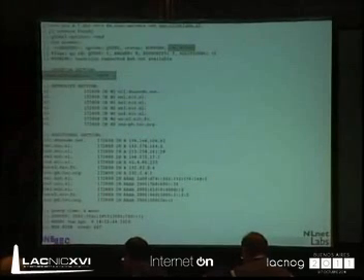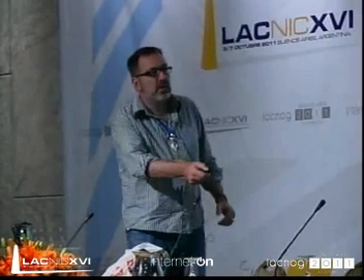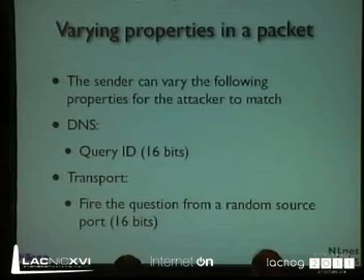Another thing that needs to match is, of course, the question. So an answer will always contain a copy of the question and a copy of the query ID. So when an attacker tries to do an attack from the outside and just sends answers to a recursive name server in order to get there first, so to speak, they will have to mimic these properties, the ID value and that little thing, the question.